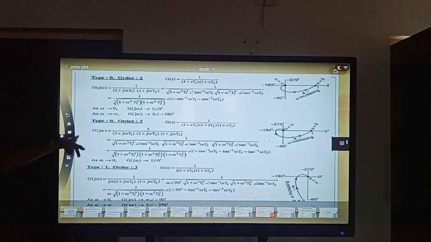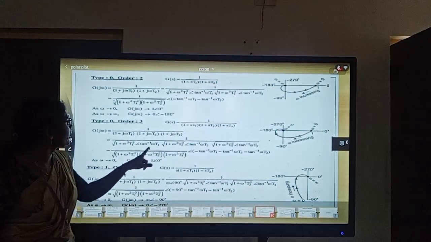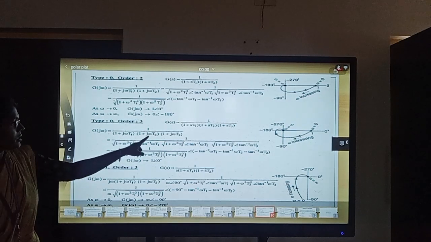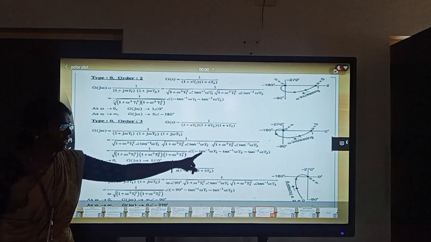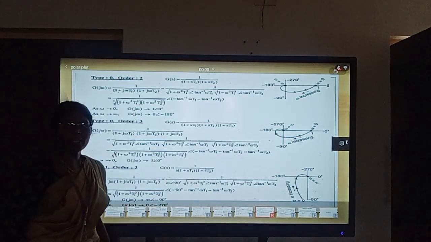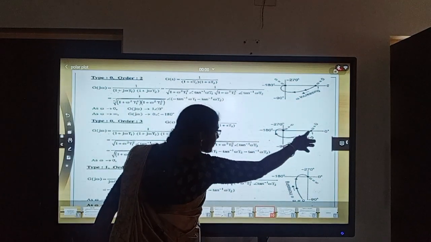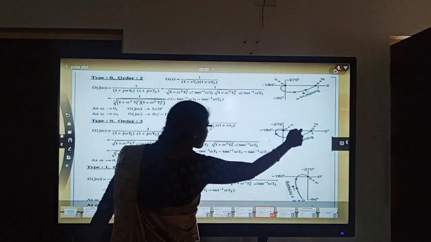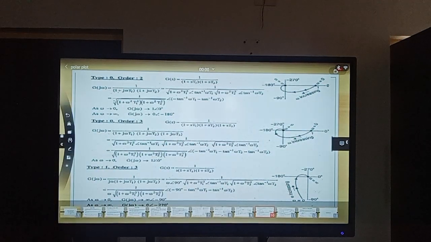Next, for type 0 order 3, the same plot will remain here, but one more 90 degrees will come. This is minus 90 degrees and another minus 90 degrees. If I take the angle, how will it be? Minus 90, minus 90, minus 90, so it will become minus 270 degrees. The polar plot starts from whatever the magnitude is, and you have to mark it from there to minus 270 degrees. Get my point?